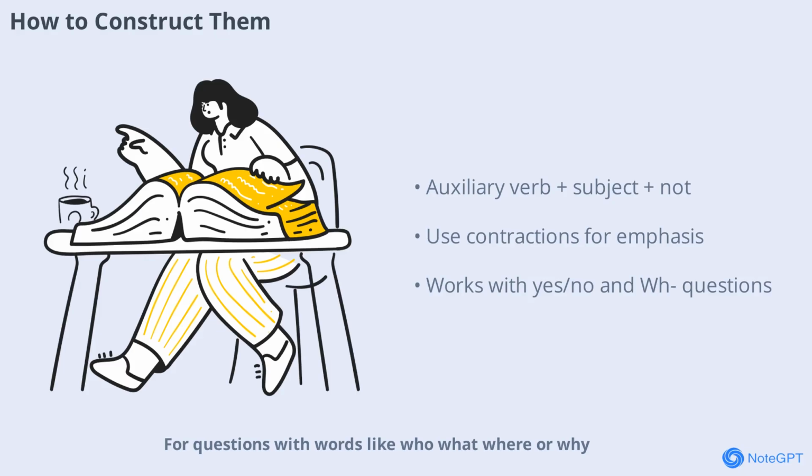For questions with words like who, what, where, or why, you can add not after the subject or contract it with the verb. For instance, why haven't we left yet? Or who isn't coming? These forms can be used for literal questions or to add emphasis depending on the context.